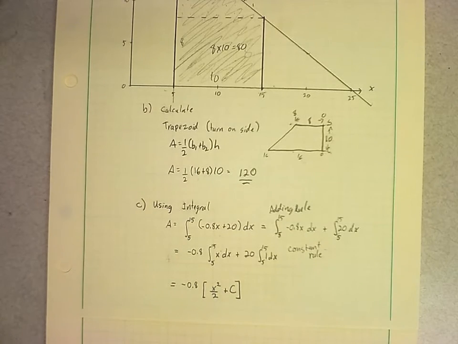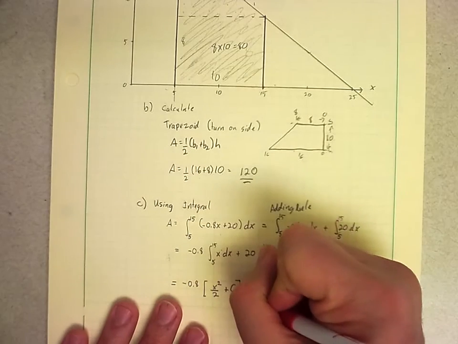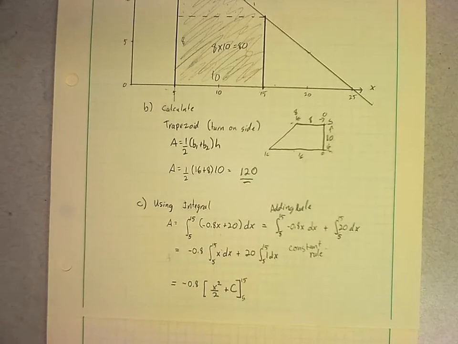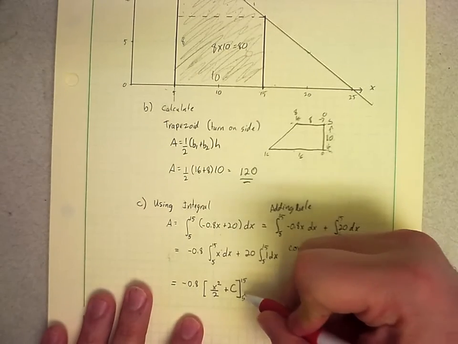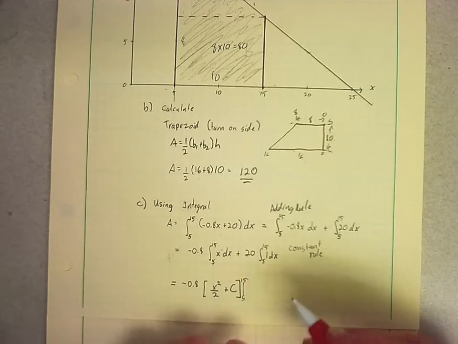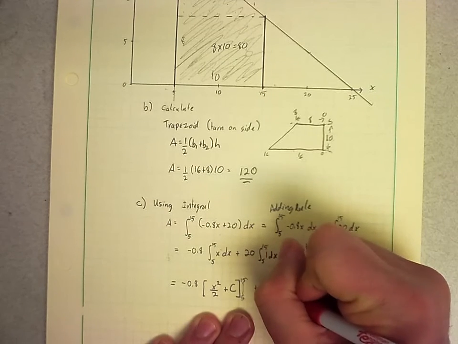And then to determine what it is on the interval from 5 to 15, we have to evaluate it at 5 and 15. And so we just denote that on the end right there. Don't get confused in thinking that those are powers. Those are just showing that we're evaluating it from 5 to 15. Similarly, for the second half of this, we'll have the 20.